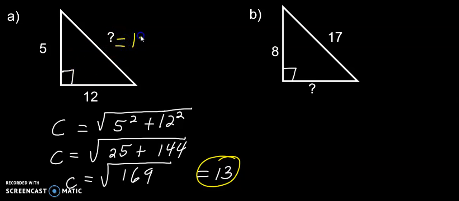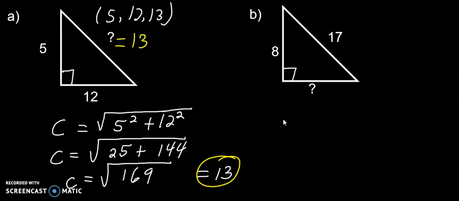And this answer makes sense because 13 is bigger than 5 and 12. It's the longest side. And this makes a Pythagorean triple. The Pythagorean triple we have here is 5, 12, 13.